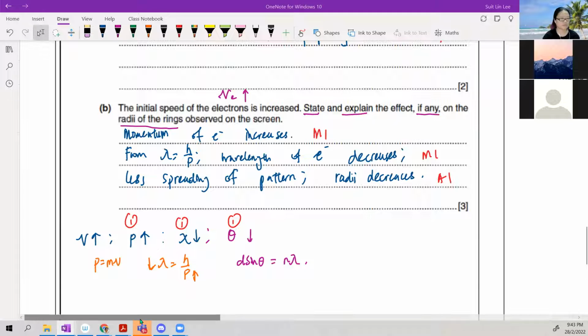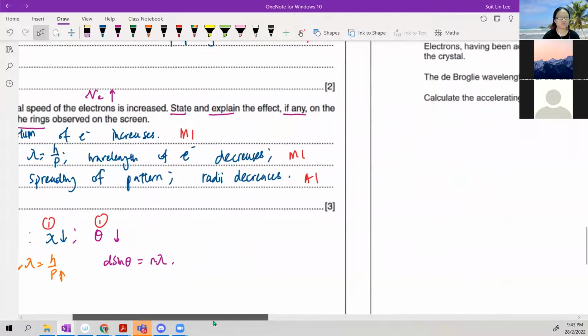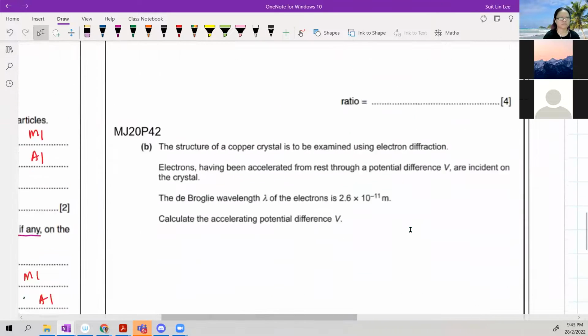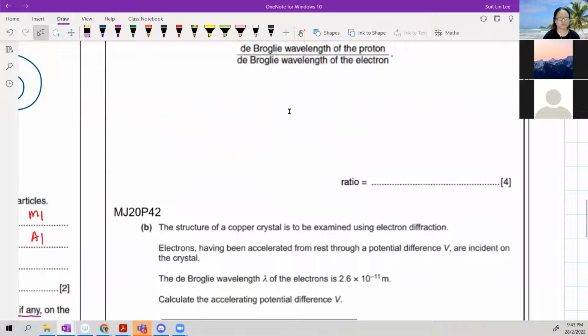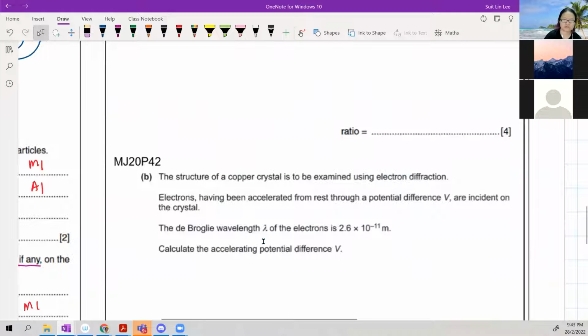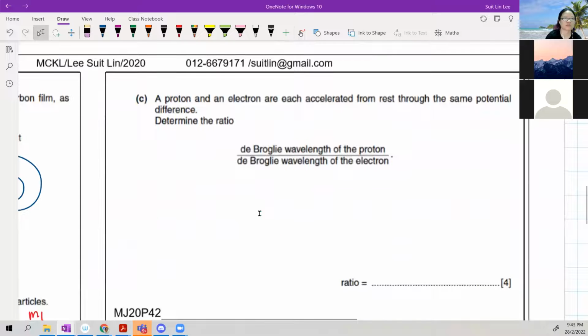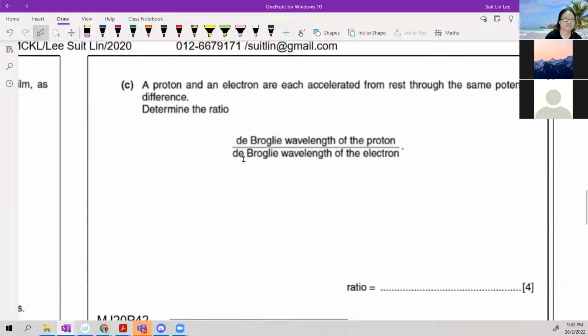Okay. So moving on to the calculation portion. There are two calculations that are very similar. So I'm going to do one, and I'll let you do the other one while we also go for a short break at the same time. So here we have a proton and an electron accelerated from rest through the same potential difference.